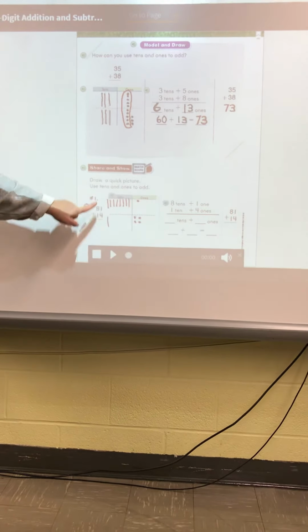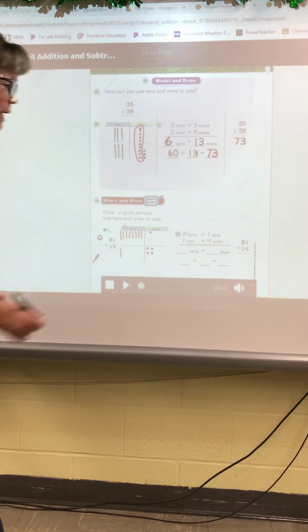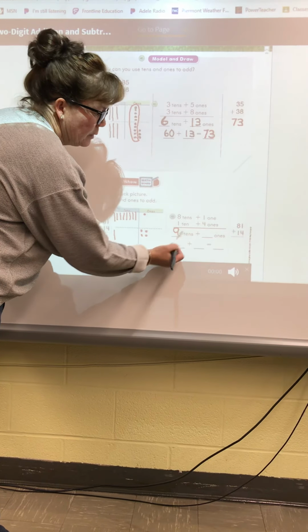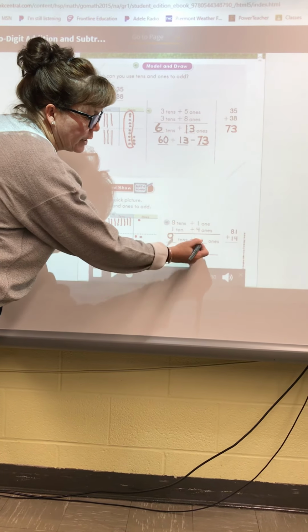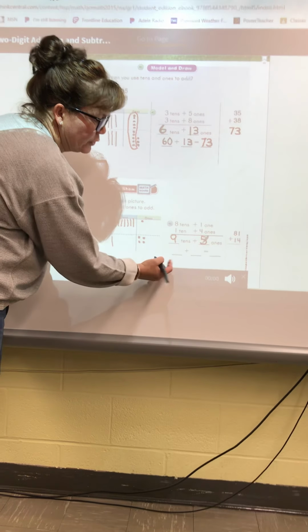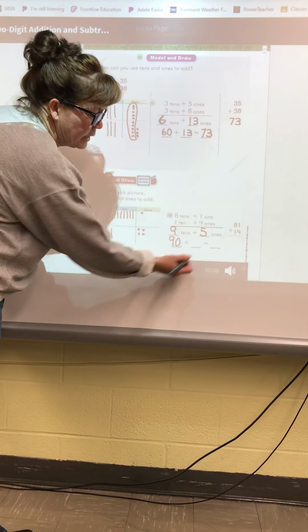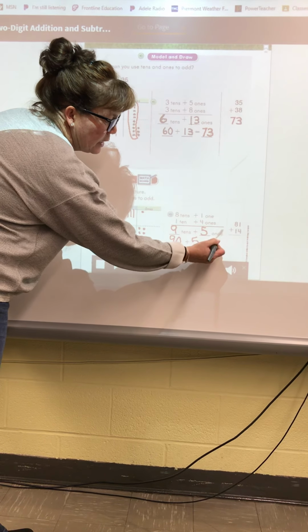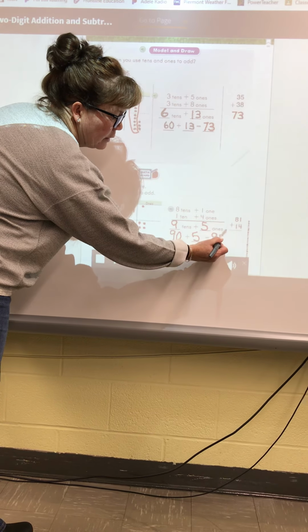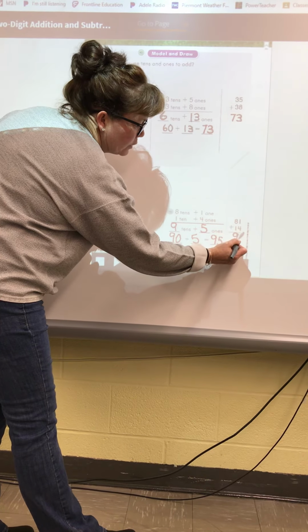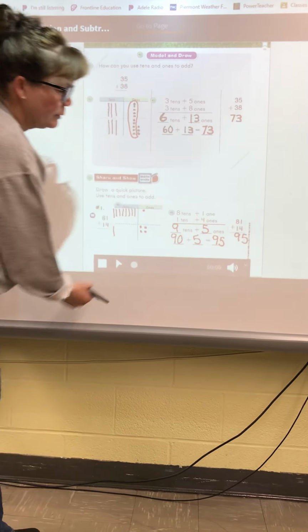My total tens, 8 plus 1 is 9. And then 1 plus 4 is 5. So I have 90, because 9 tens equals 90. 5 ones equals 95. My answer in total is 95.